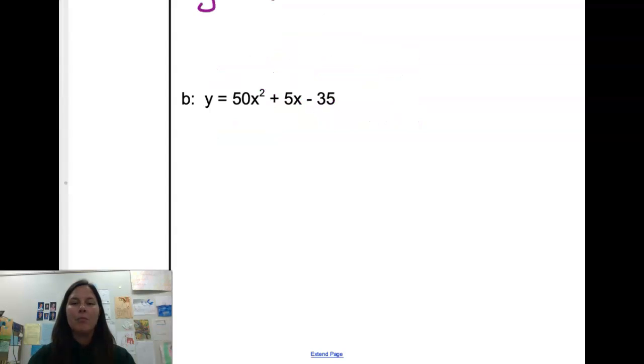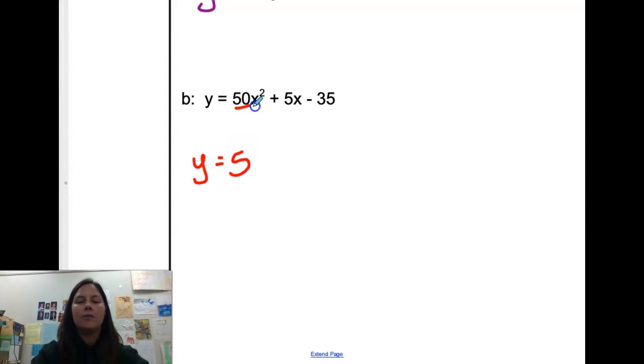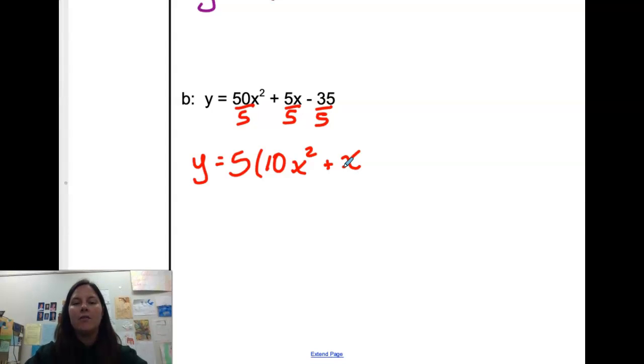All right, last example, we are looking for the greatest common factor of 50x squared plus 5x minus 35. And the number that goes into all three of them is 5. So we're going to divide each term by 5, leaving us with 10x squared plus, again, if you need that one there, go ahead and write it. I'm going to simplify my answer this time. The 5's cancel, and then -35 divided by 5 gives me a -7.